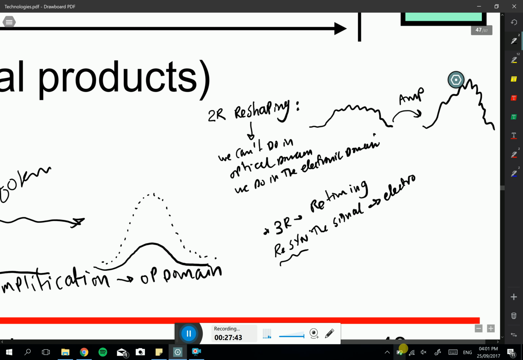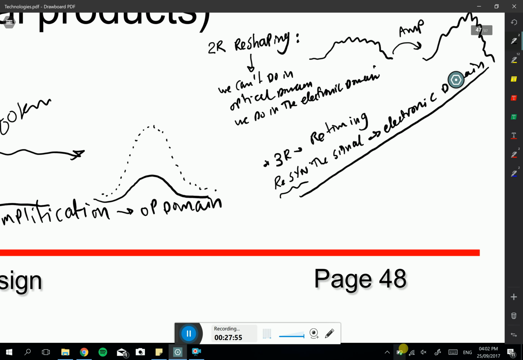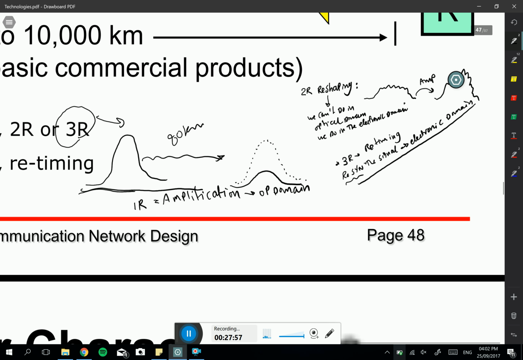Okay, this is exactly what is written here. Signal regeneration can be 1R, 2R, or 3R, meaning reamplification, reshaping, retiming. Only 1R, only amplification, is what we're going to see today in the optical domain.